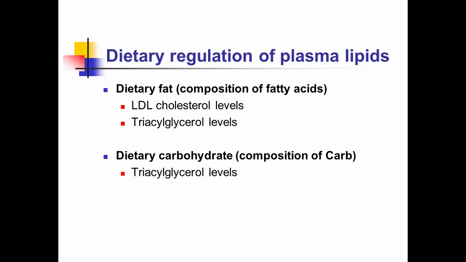Carbohydrate can be converted to fatty acids and triglyceride, right? If we eat too much carbohydrate, it mostly affects the triglyceride level.